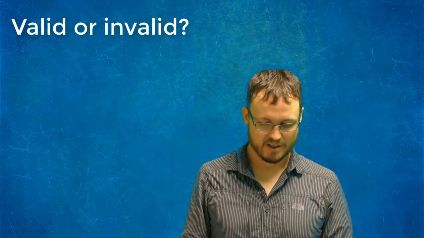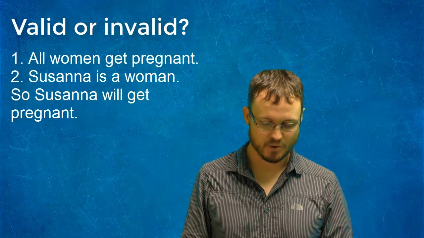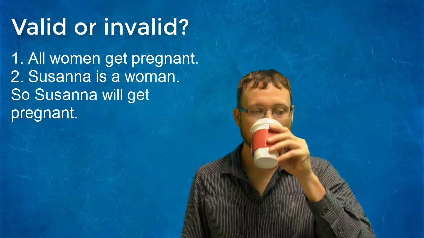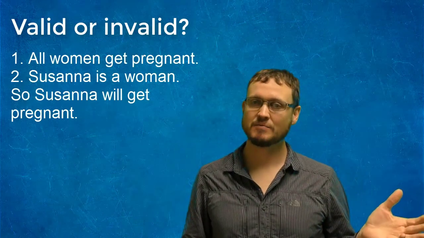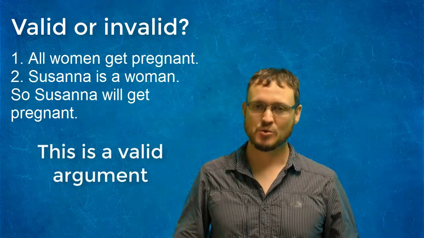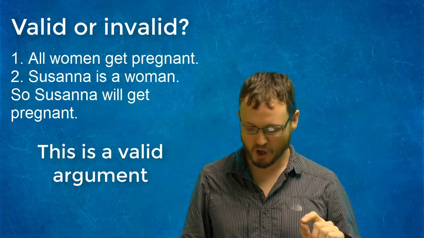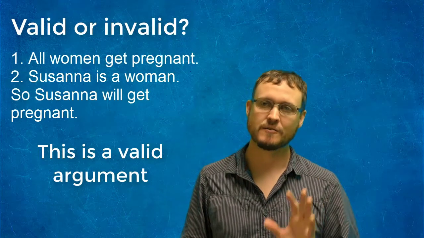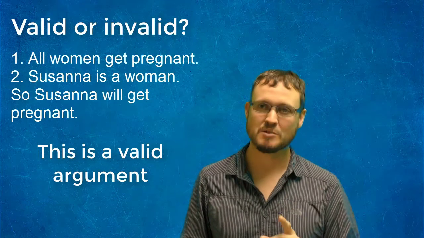Okay, so let's look at a couple examples. Let's say I said, first premise, all women get pregnant. Susanna is a woman, so Susanna will get pregnant. Now right away, if I asked you valid or invalid, some of you are going to say invalid and you'd be wrong. And the reason you're going to say invalid is because you're thinking to yourself, but wait a minute, all women do not get pregnant. Some women don't have kids, right? You're thinking the first premise didn't make sense. But you would have misunderstood what I just said before.